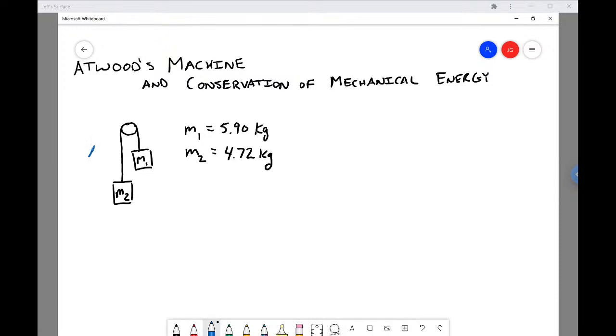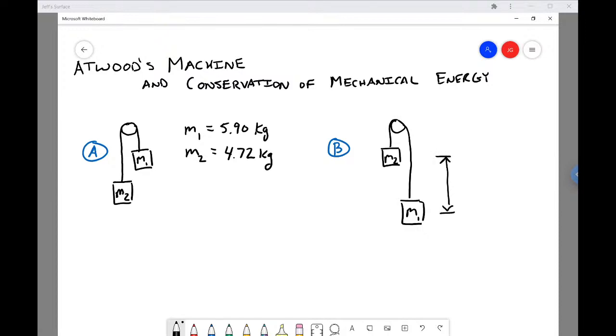So what you're told is that the system starts in a configuration that looks something like this, and then sometime in the future, let's call it moment B, mass 1 has fallen and mass 2 has increased in height. And you're told how far the masses have moved, the distance that they've traveled, we'll call that h, is equal to 2.2 meters in the problem that I was given.